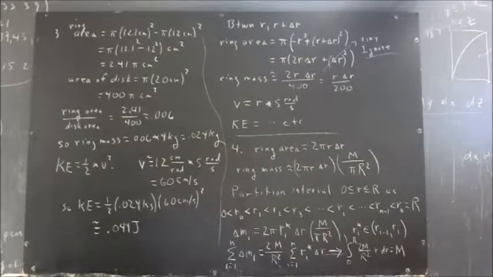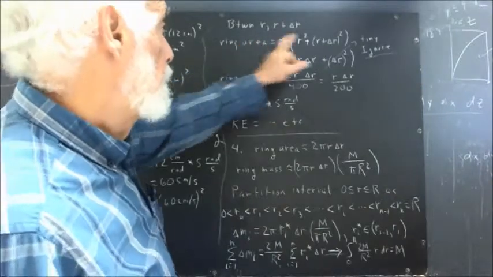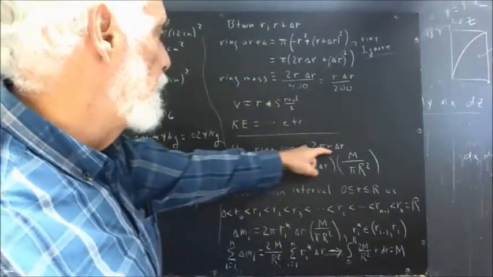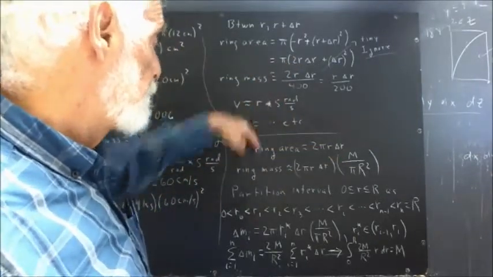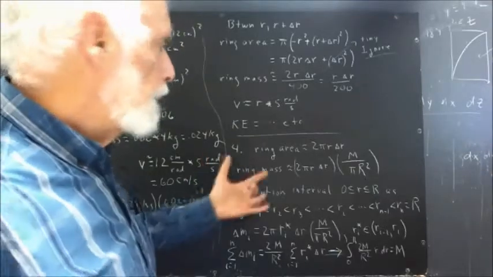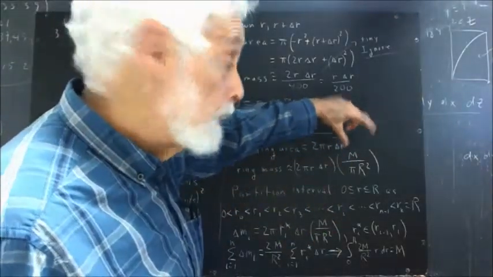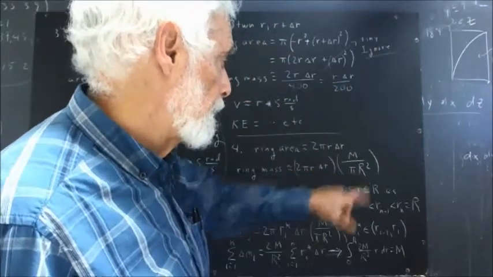Now for the fourth problem, we want to do a ring, same type of ring that we have here. So we're going to get the same expression, 2 pi r delta r, for the ring area. We're given the mass of the disk to be capital M and the radius to be capital R.